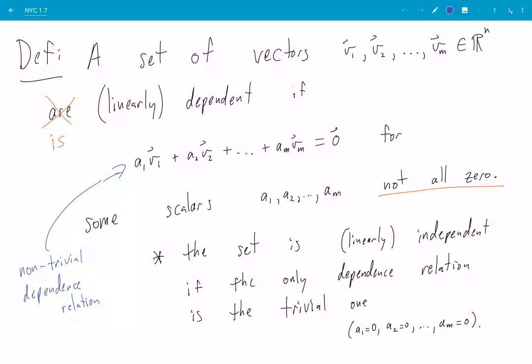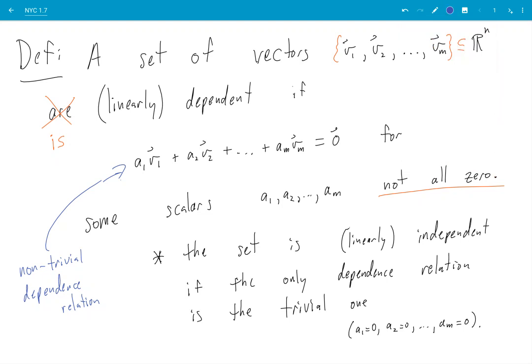Another little problem with my definition of written here. I say a set, so I should be using a brace around my vectors there. And now that that is a set, this symbol here is no longer appropriate. We should be using a symbol like this.